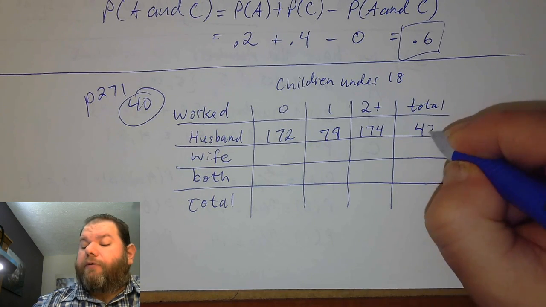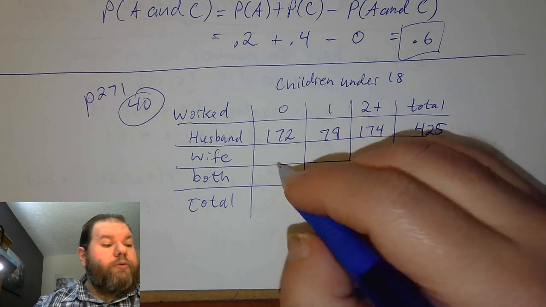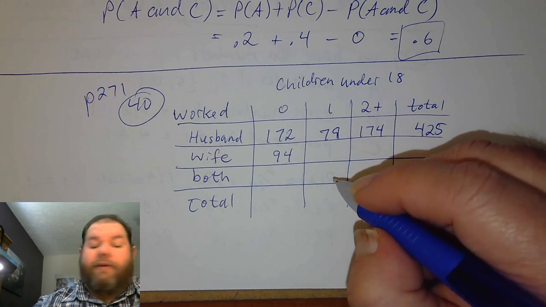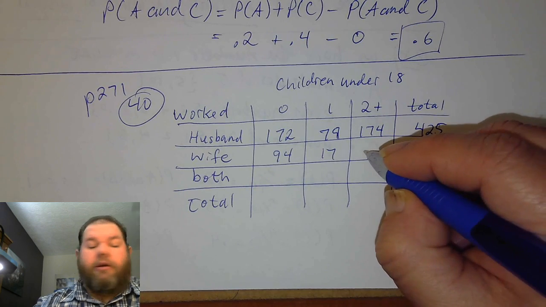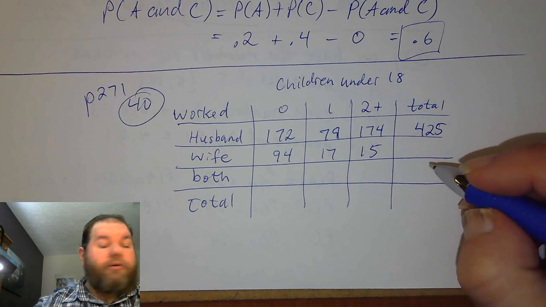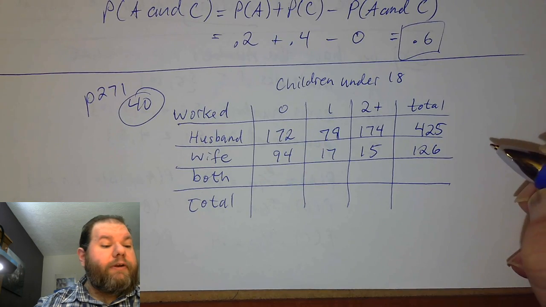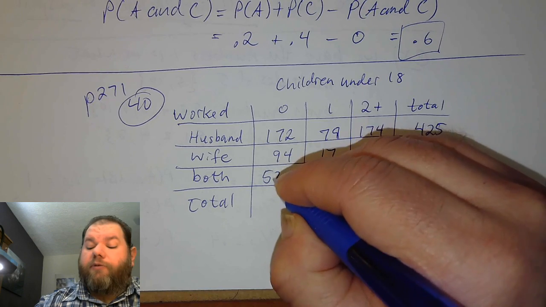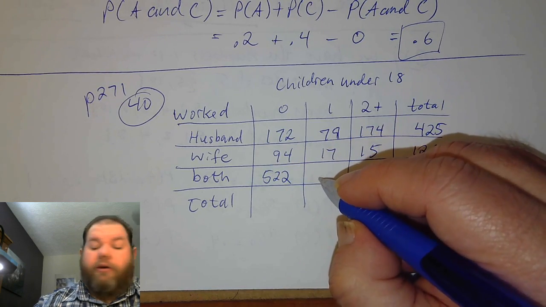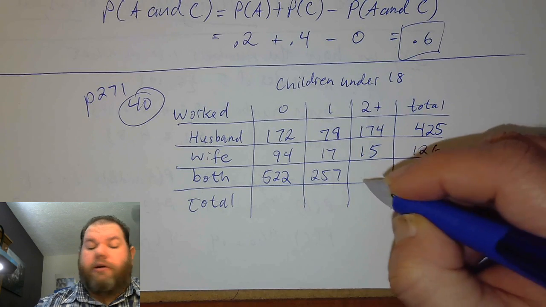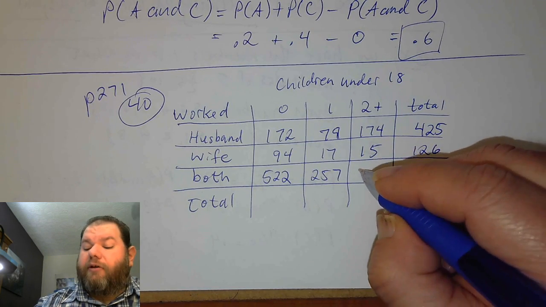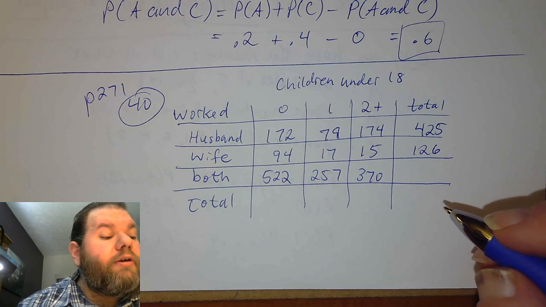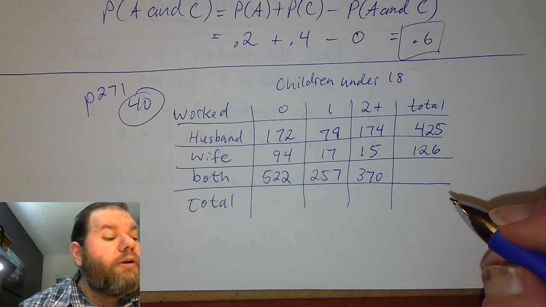That's 425 total. Where only the wife works, that's 94 couples with 0 children, 17 with 1, and 15 with 2 or more, for a total of 126. Where both spouses work, 522 with 0 children, 257 with 1, and 370 with 2 or more, for a total of, was it 1149? Yes.